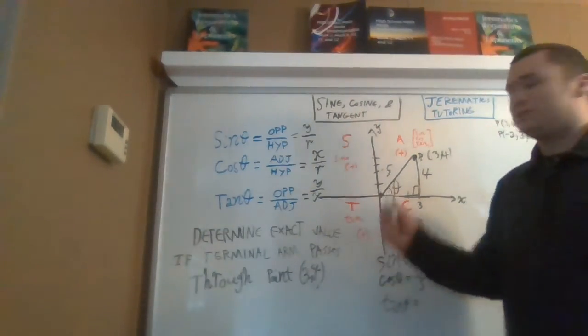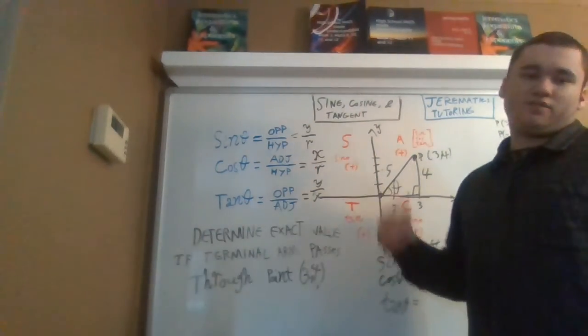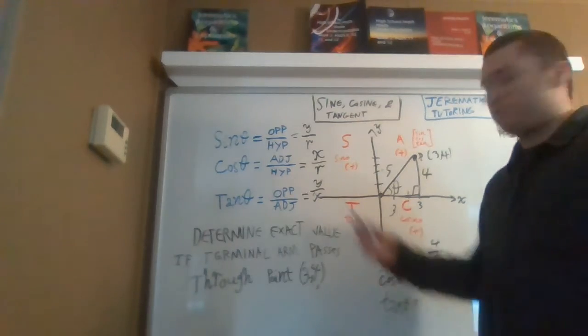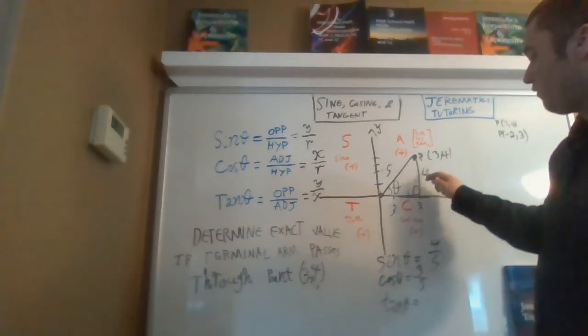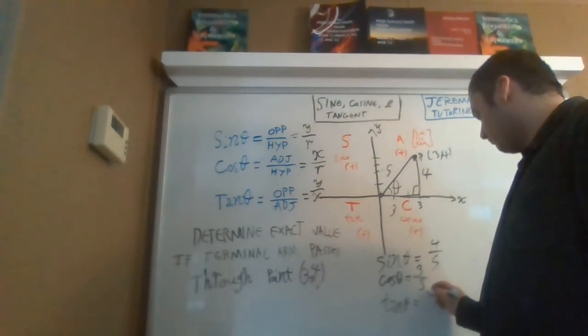Well, tangent is y over x, opposite over adjacent. But in the Cartesian plane, we use y over x. So y over x, 4 divided by 3.